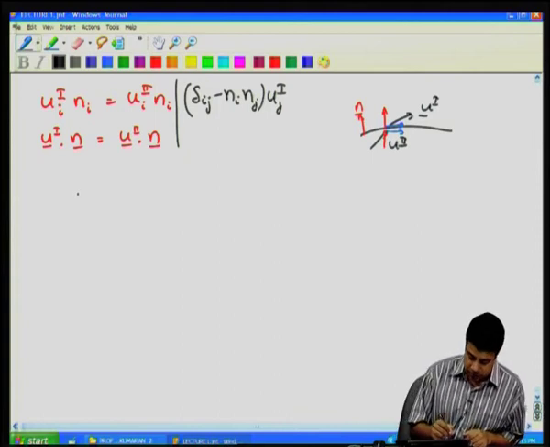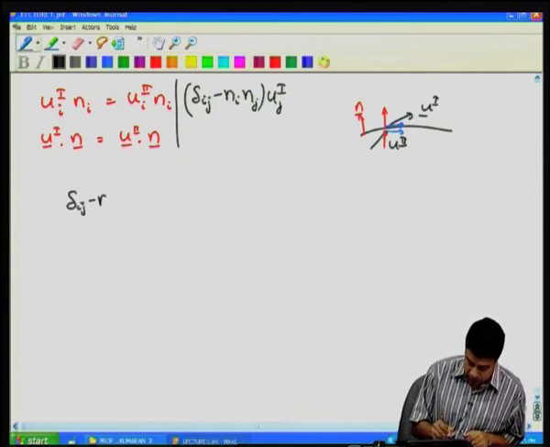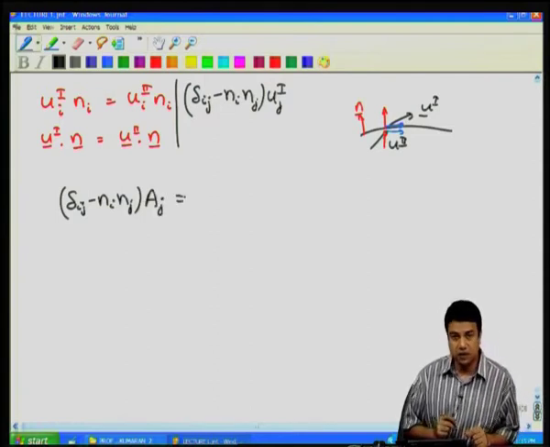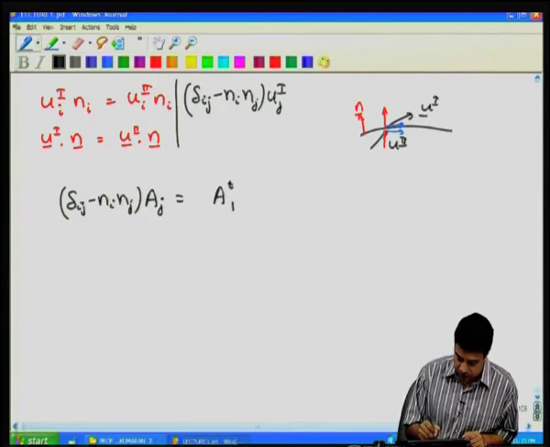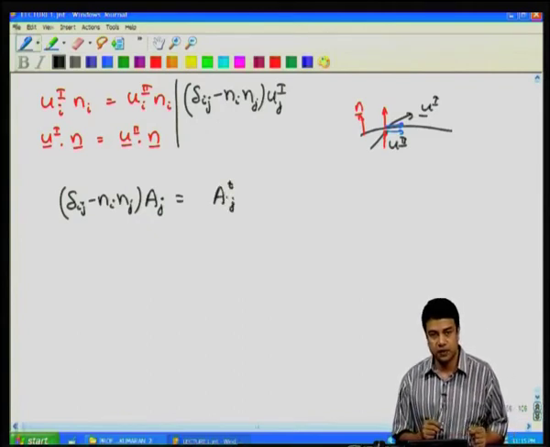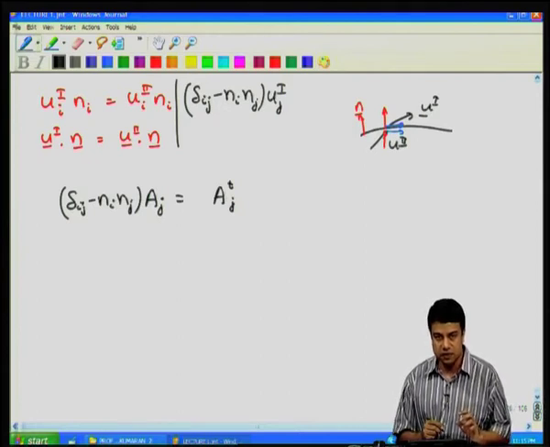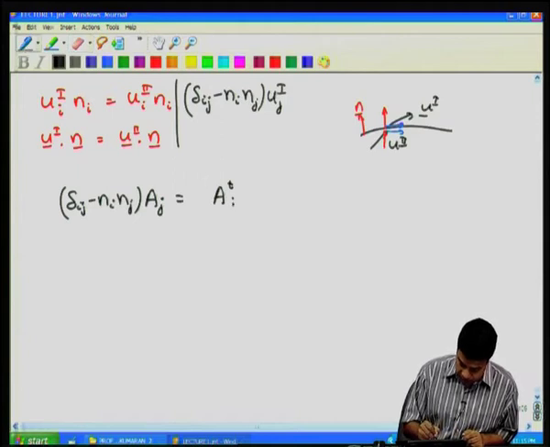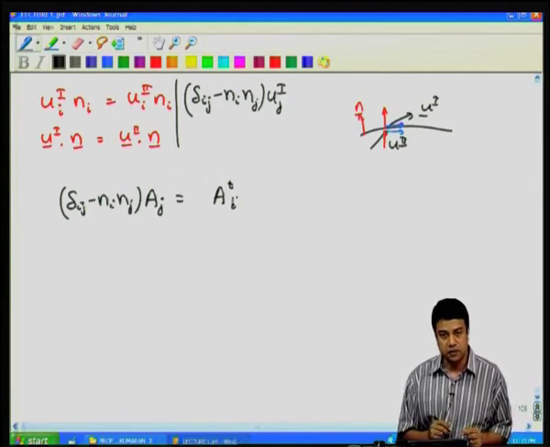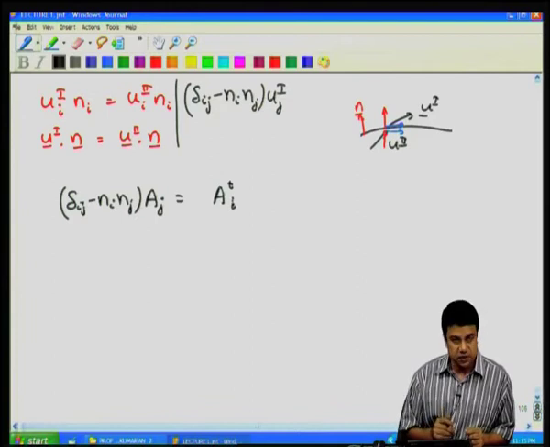So, delta ij minus ni nj times any vector, the resultant is a vector. It is called the tangential component of the original vector. It is called this because if I take the dot product of this with the unit normal, I will end up getting 0. Let us see how that happens. So, this is a vector.